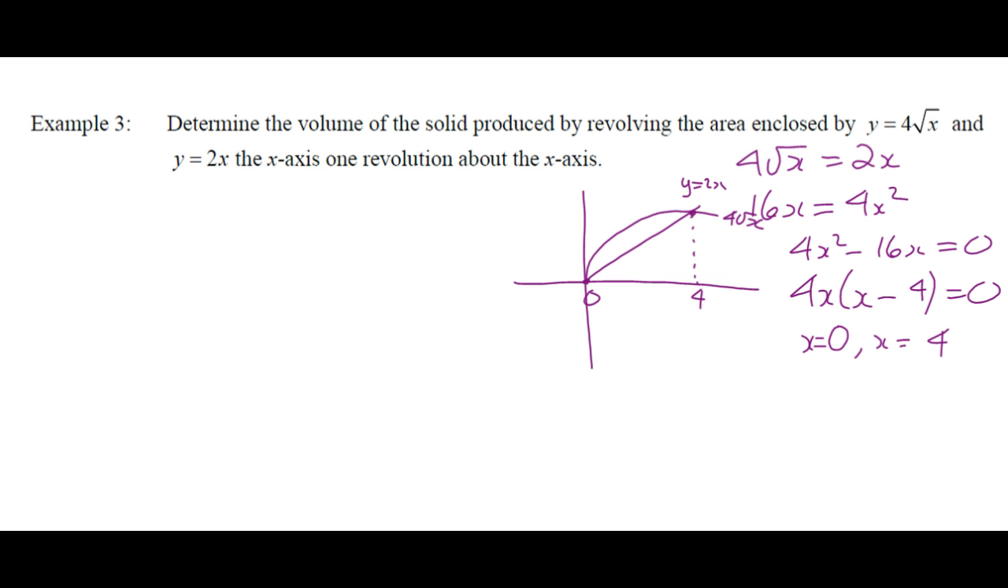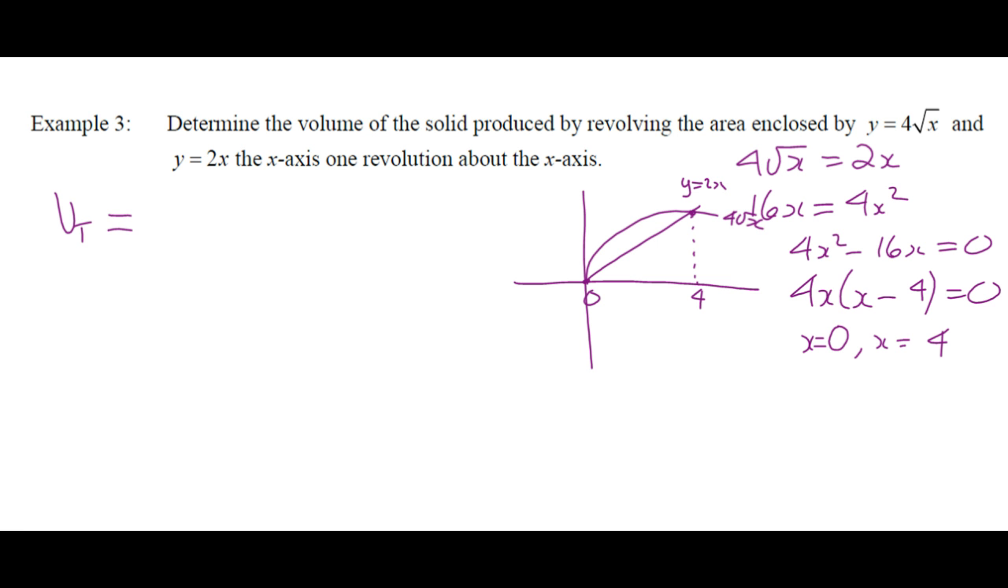Now it's handy to know who's above who, because what are we going to do? We're going to figure out the volume of 4 root x, and then we're going to subtract from that the volume of the 2x, right? So we need to know who's got the upper hand here, right? Like which is the upper function. But I suppose you could just do an absolute value.